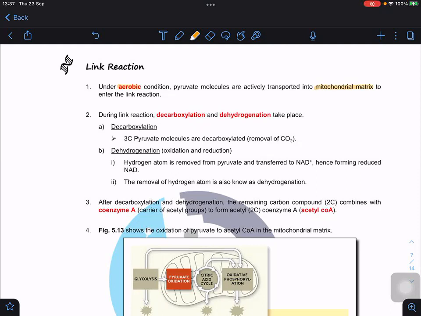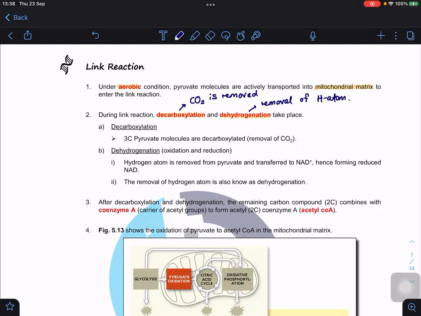Okay, so in this link reaction, we have two important events that actually take place. One is called decarboxylation, another one is called dehydrogenation. Decarboxylation basically means the removal of CO2. So CO2 is removed. Dehydrogenation basically means the removal of hydrogen atom. Okay, understand the concept here.